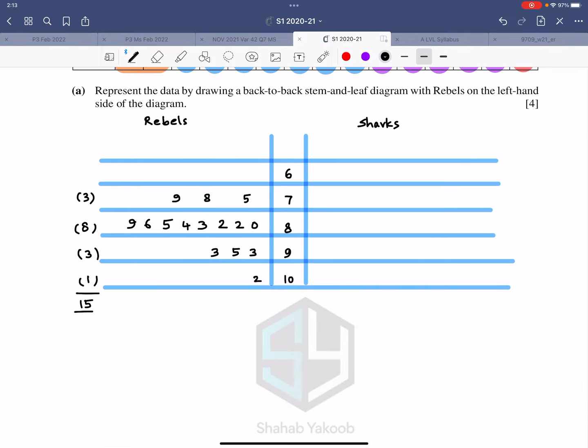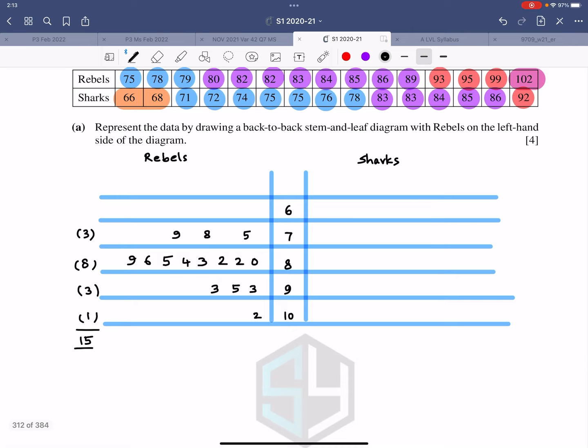Now let's start labeling for the Sharks. This is 6 and 8. So this is 6, this is 8. That's 2 of them. And then for 71, 72, this is 1, 2, 4, 5, 5, 6, 8. This is 7 of them. Next one, 3, 3, 4, 5, and 6. That's 5 of them. Next one is 92. This is 1. 5 plus 1, 6. 6 plus 7, 13. 13 plus 2 is 15. Okay, so now this thing is done.